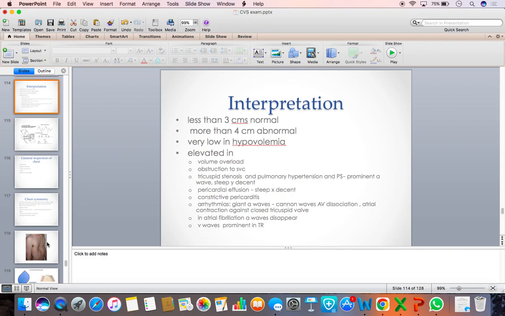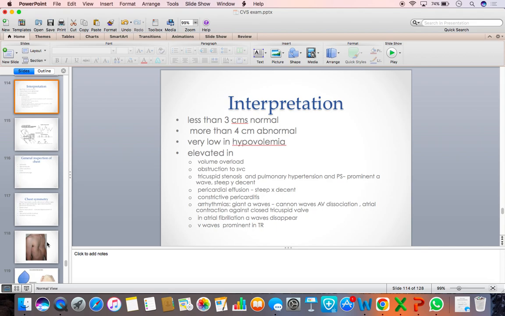In all these conditions, the A wave is very much prominent, associated with steep wide descent. So if you can observe the prominent A wave, you are dealing with the situation wherein there is increase in the right atrial pressure more than normal. And the clinical condition you are encountering during the examination is probably a case of volume overload, a case of tricuspid stenosis, a case of constrictive pericarditis, etc., wherein there is rise in the intra-atrial pressure during the phase of atrial filling and also atrial contraction, resulting in prominent A waves.